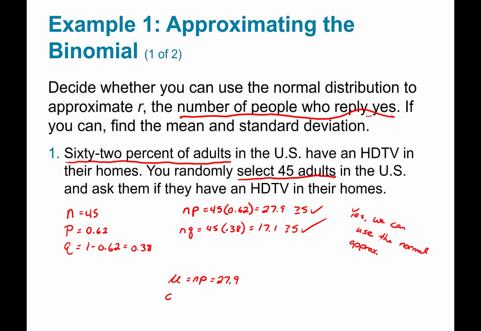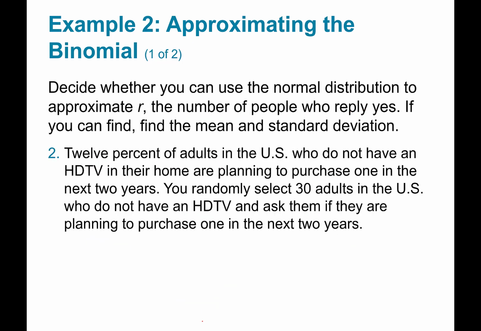And then sigma is just the square root of N times P times Q. So the square root of N times P, we already know, is 27.9. So 27.9 times 0.38. And when we work that out, we get approximately a standard deviation of 3.26 to two decimal places. All right, so go ahead and read through this example, pause the video, and try it on your own.